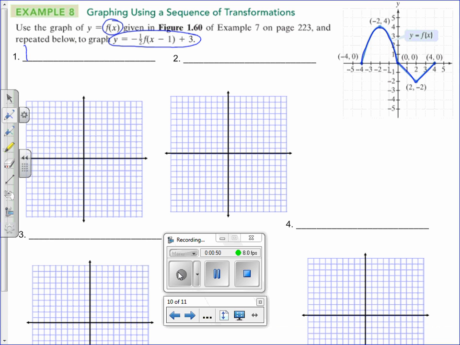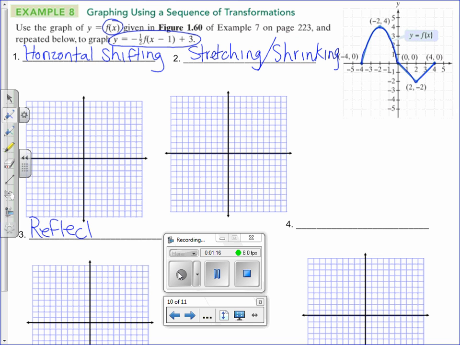The first one will have to be the horizontal shifting. Second will be the stretching or shrinking. Third will be the reflection. And the last one must be the vertical shifting.